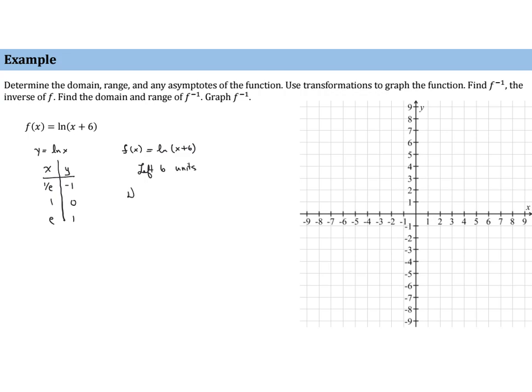Now, let's just quickly check the domain of our function. The domain of our function, we would take our argument x plus 6 and set it greater than 0. So x would be bigger than -6. So the domain would be -6 to infinity. The vertical asymptote would be if we take x plus 6 equal to 0, so x would equal -6.